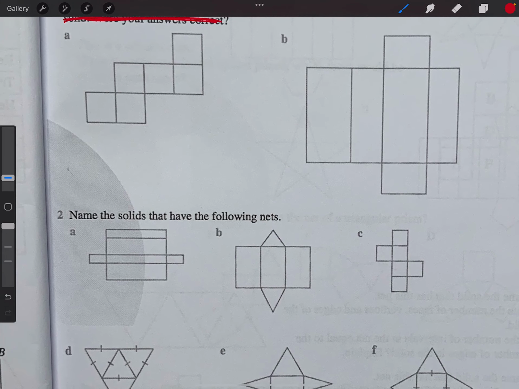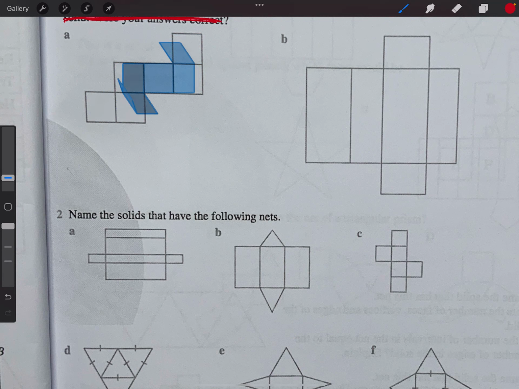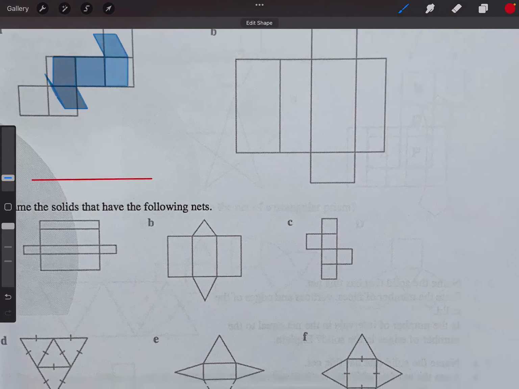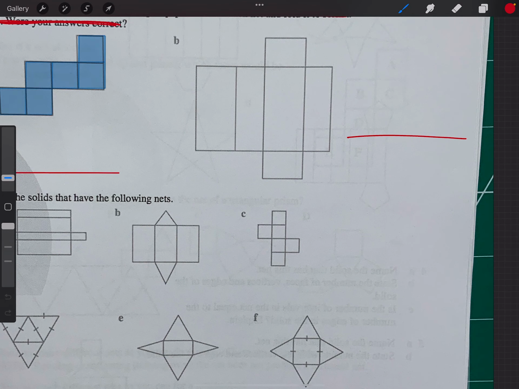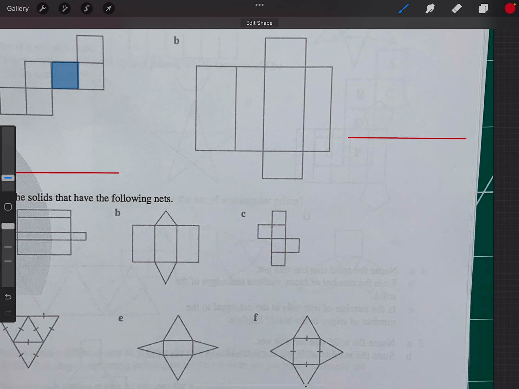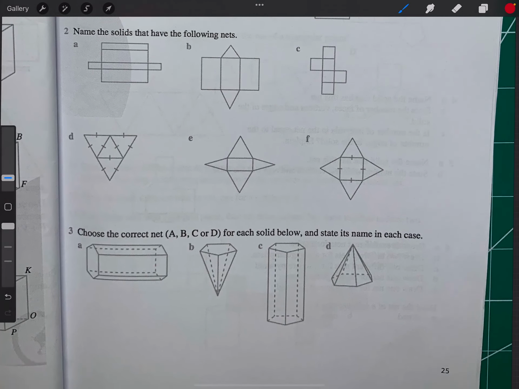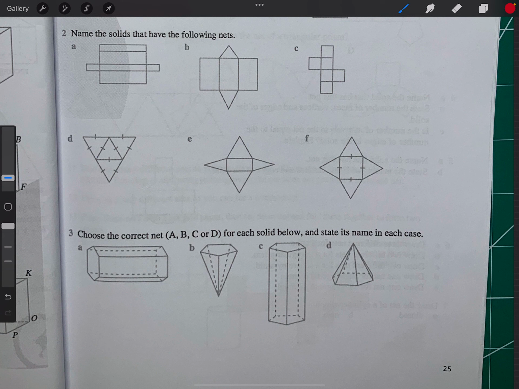What we're going to do is look at the picture and imagine, using your imagination to fold it, and then we're going to write the solid that forms once we fold all the sides up. So for question A and B, just do that, write the answers down there somewhere. I'm not going to give you the answers, these are pretty simple. Question 2. Name the solids that have the following nets. Okay, so again, we just have to name the solids. Using your imagination, just fold them up and write what you think the solid is that is created from these nets.